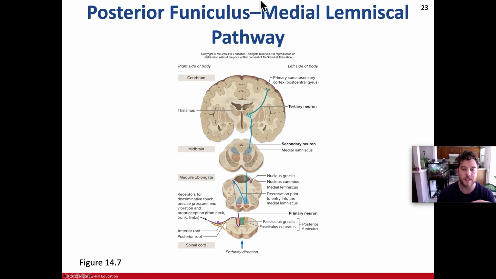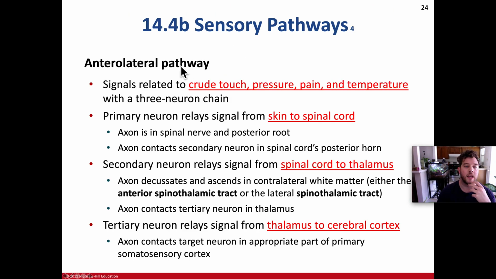If you like to look at the structural view of it, go for it. Okay, the anterolateral pathway. In the anterolateral pathway, it's conducting signals related to crude touch, pressure, pain, and temperature. Its primary neuron is going to go from the skin to the spinal cord. Its secondary neuron goes from the spinal cord to the thalamus. And then its tertiary neuron goes from the thalamus to the cerebral cortex, to the primary somatosensory cortex.